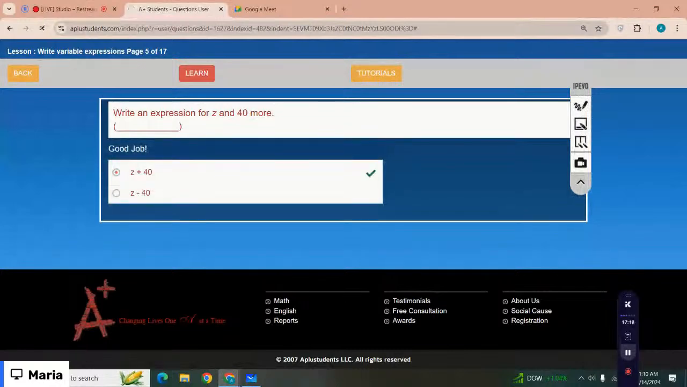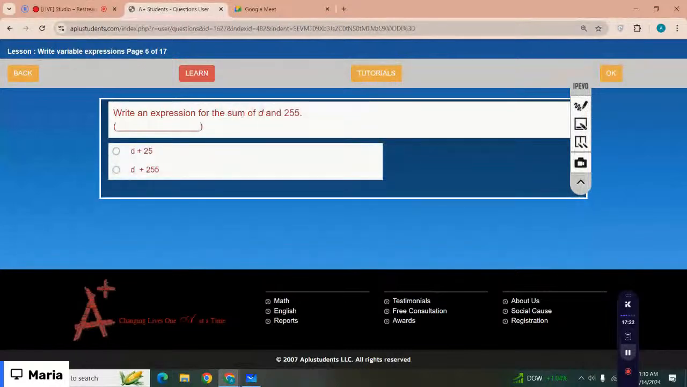Right, an expression for the sum of d and 255. So which is the correct option? Let me explain how to do it. You write an expression for the sum of d and 255. You can see the word sum. The word sum means you need to add, right? So that is d plus 255. Option number 2 is the correct option.